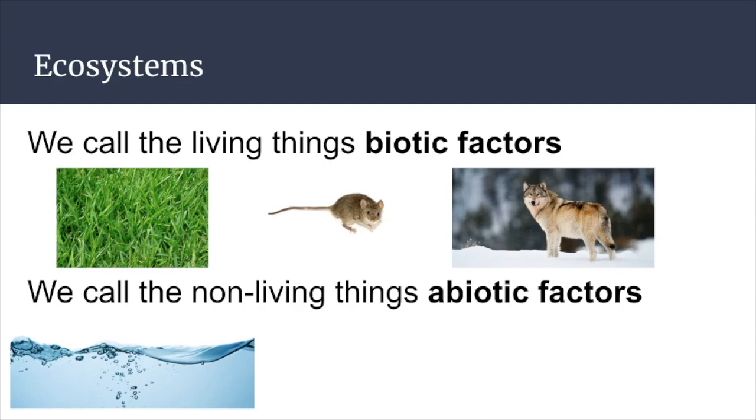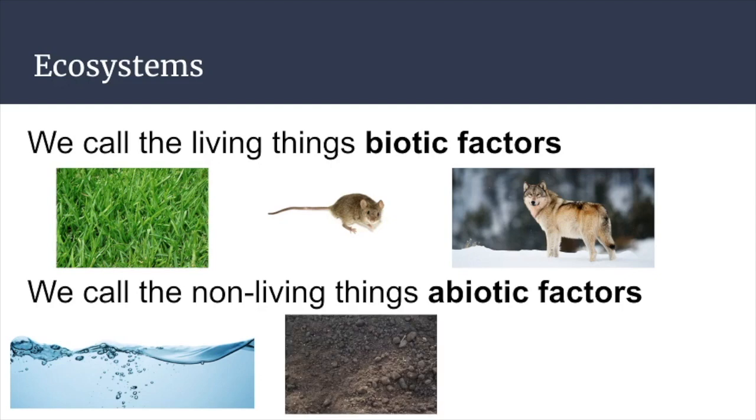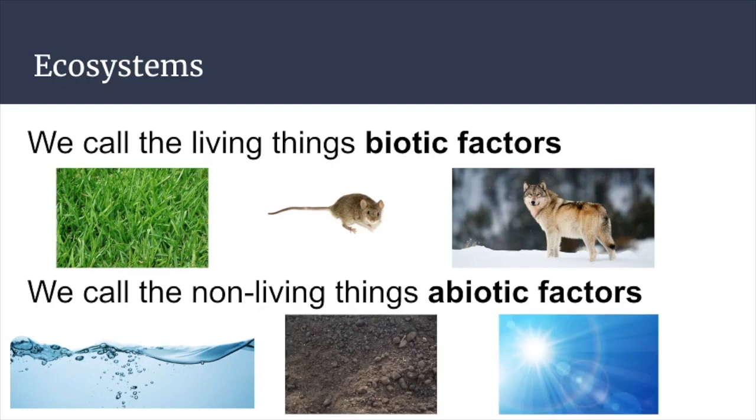So water, non-living, right? But it is definitely part of the interactions in the ecosystem. Very important. All living things need it, okay? Soil conditions could be an abiotic factor. Sunlight is an abiotic factor, right? Why do we use that word factor? Because they are factors in the ecosystem.